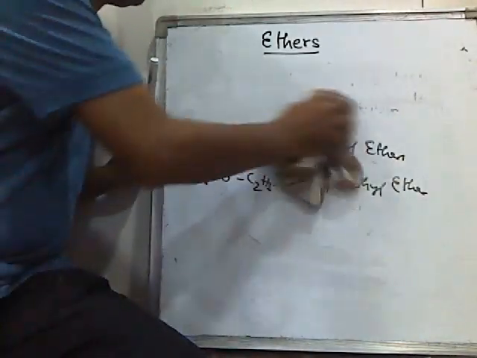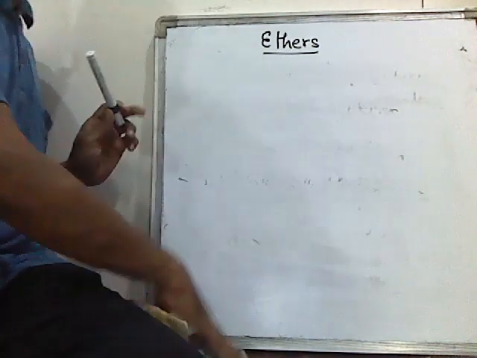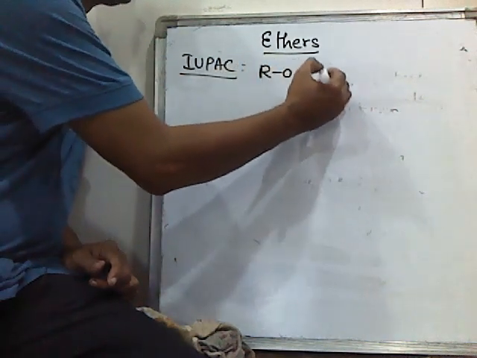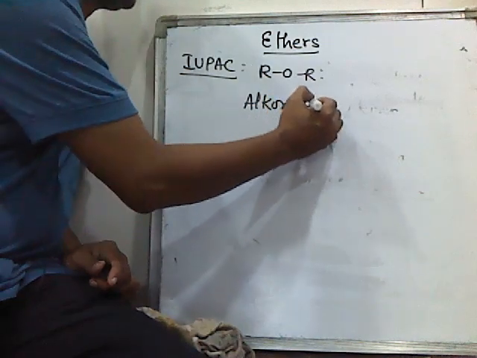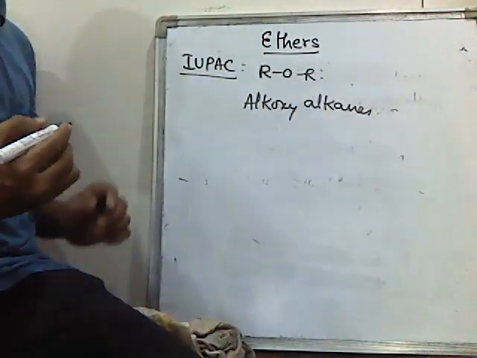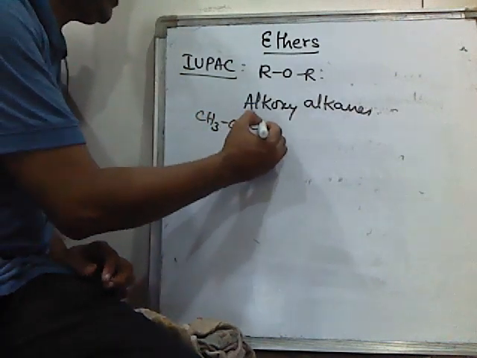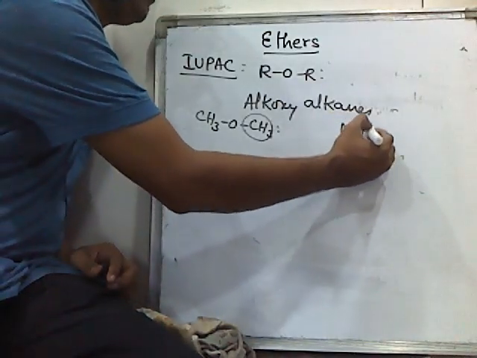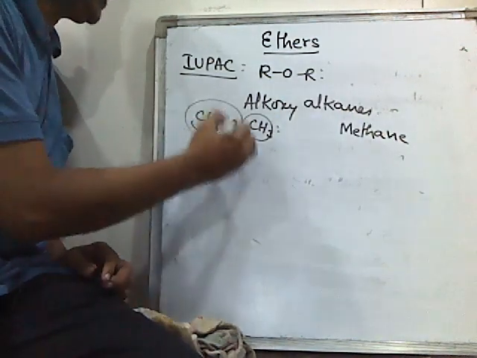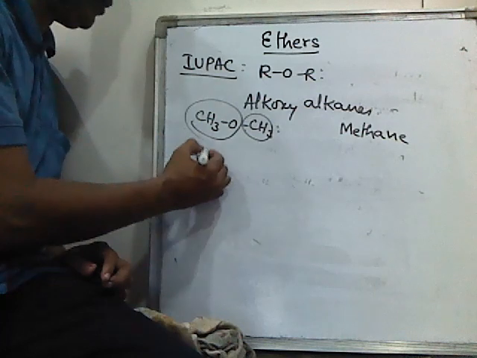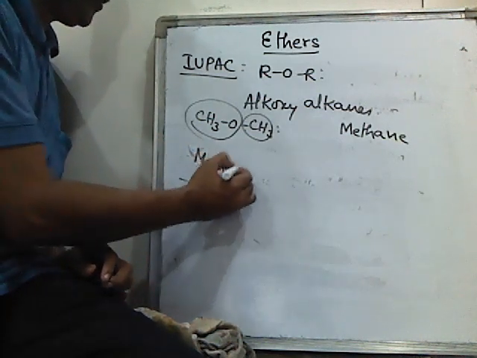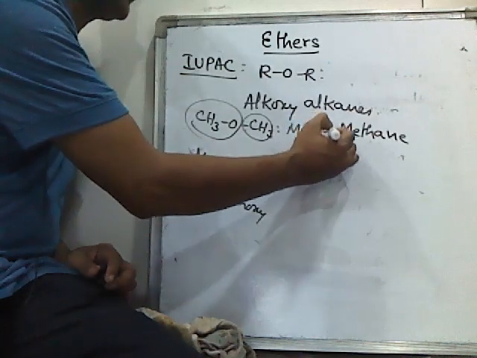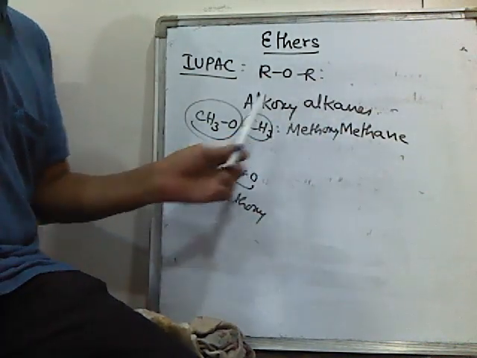In the IUPAC system, ethers are named as alkoxy alkanes. For example, if you take CH3OCH3, one carbon is there, so the root word is methane. And the entire group is alkoxy: the alkyl group is methyl plus oxygen, together we call it methoxy. So the name is methoxymethane.